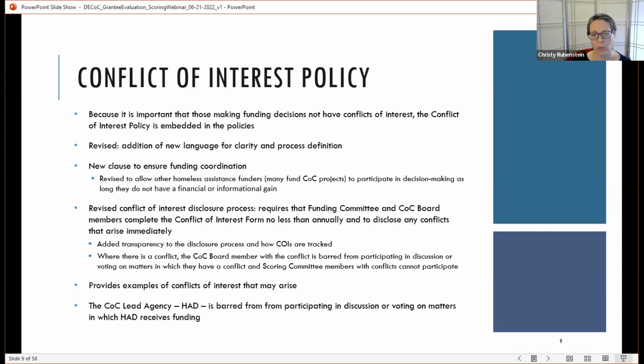There was some language revised to clarify whether funders who provide other homeless assistance funds can participate in the process. And so we wanted to make sure, for example, that our ESG funders could participate as long as they don't have a financial or informational gain. That's the language that is now in there. And then one final note is that HAD, as the lead agency, is barred from participating in discussion or voting on matters in which they receive funding. So that's specifically related to the HMIS and SSOCE grants.